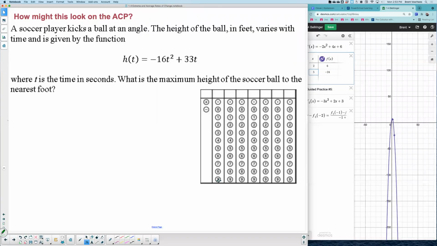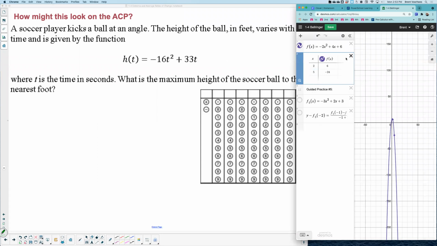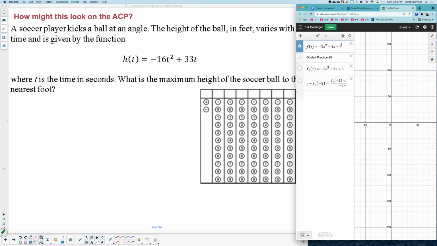All right, let's take a look at this ACP release question. It says a soccer player kicks a ball at an angle. The height of the ball in feet varies with time and is given by this function, where t is time in seconds. What is the maximum height of the soccer ball to the nearest foot? So if you're thinking about this one, what we would do is just type it in, and once you look at your point, I have a question for you.